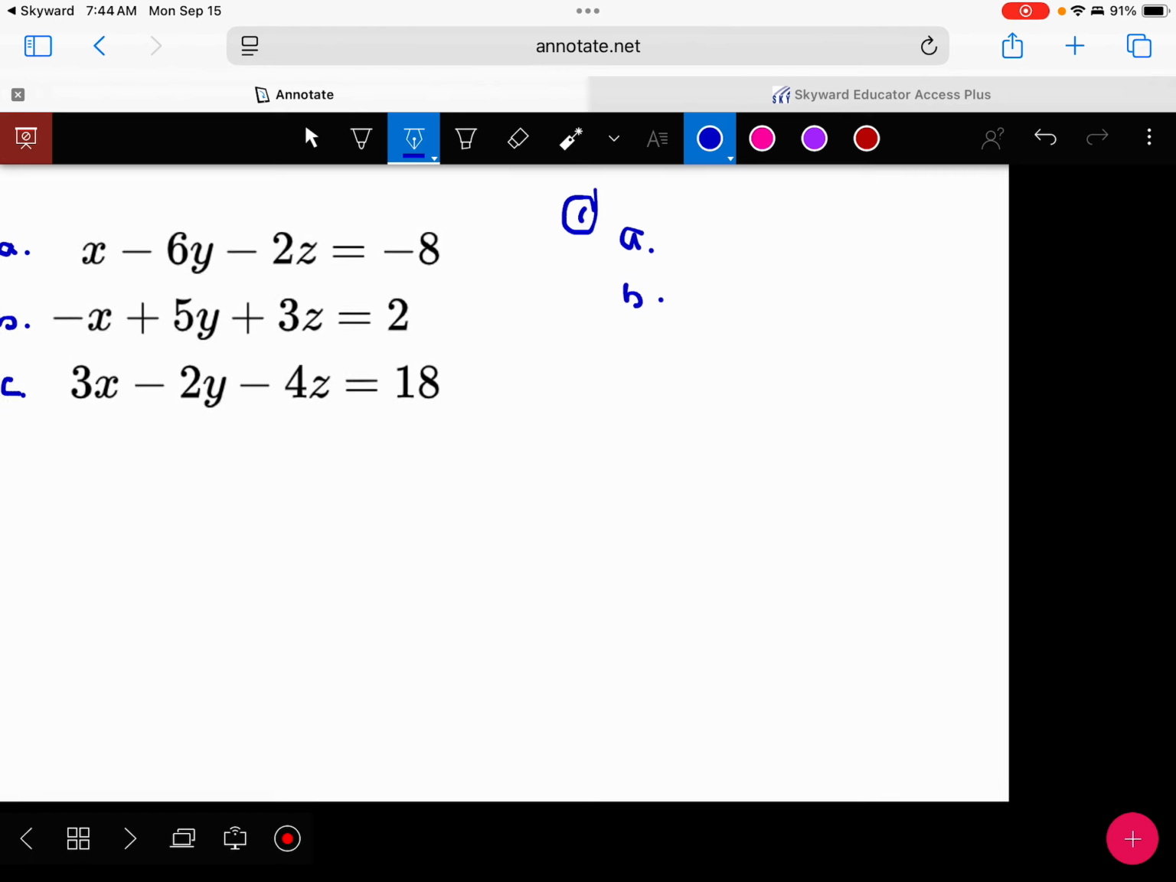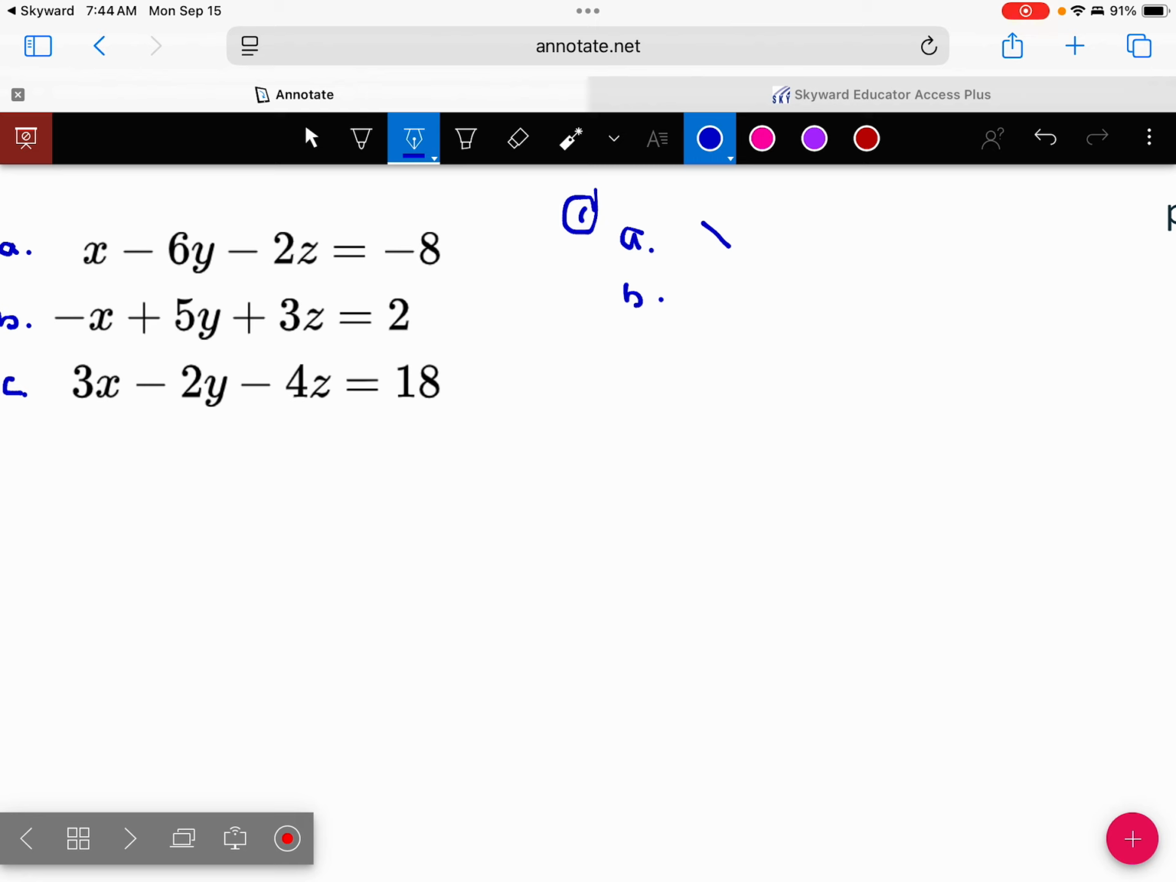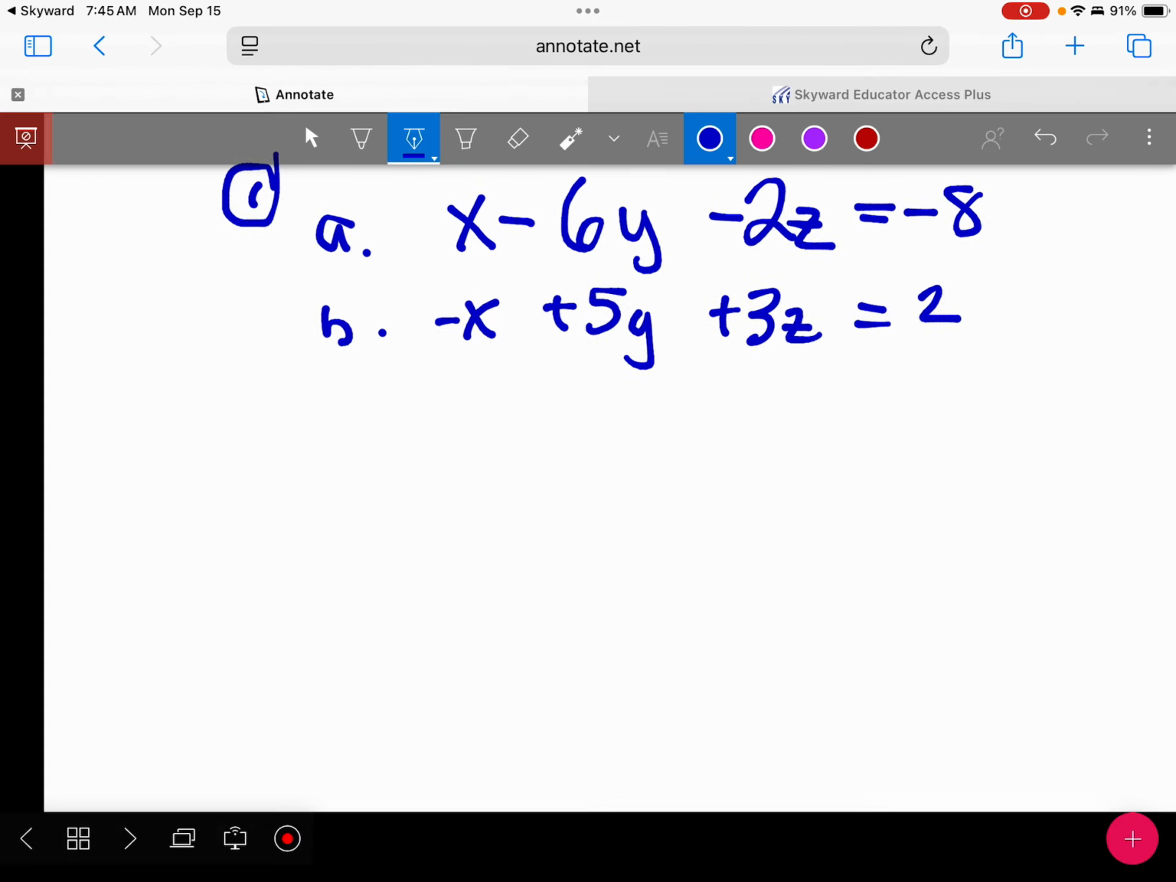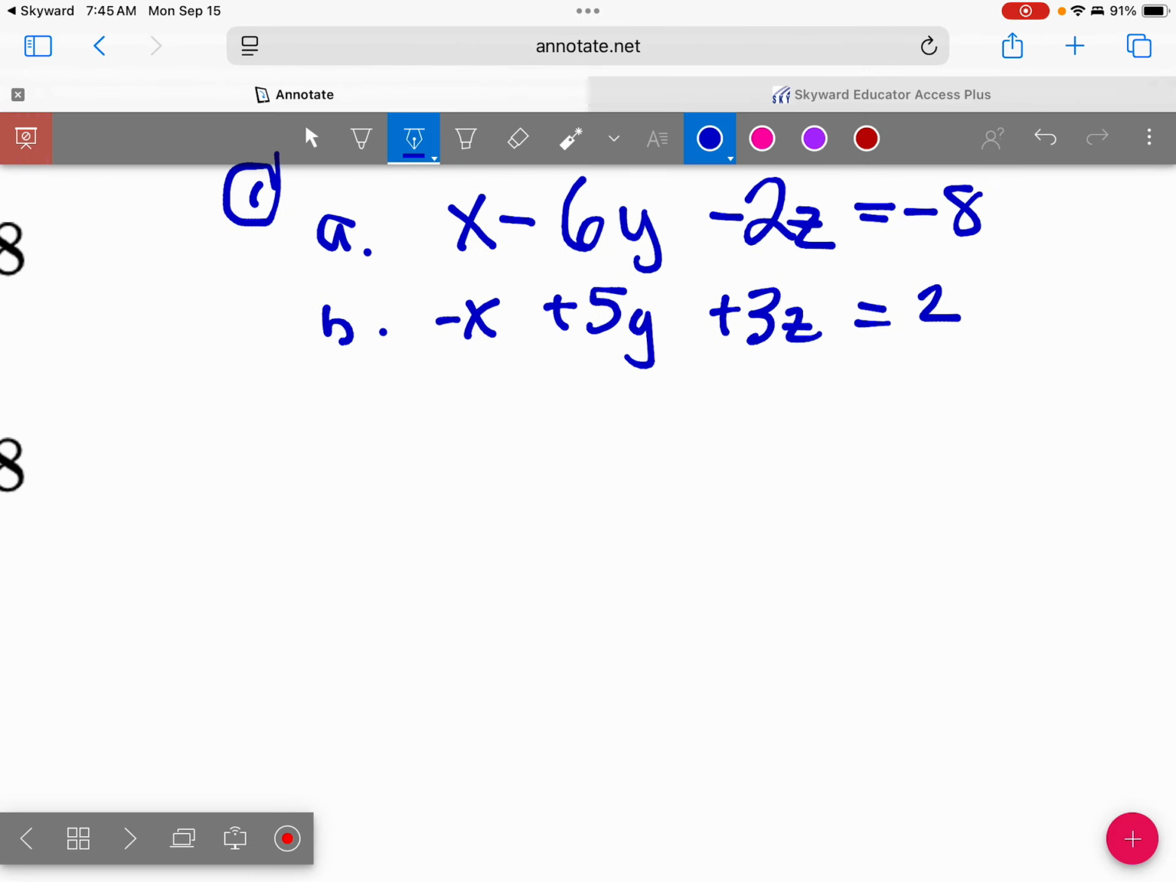So I'm going to rewrite those over here just so I can have them. My x minus 6y minus 2z equals negative 8. And my minus x plus 5y plus 3z equals 2. Oh, my handwriting is beauteous. It's so pretty.